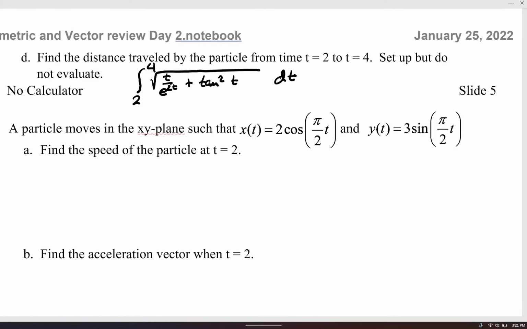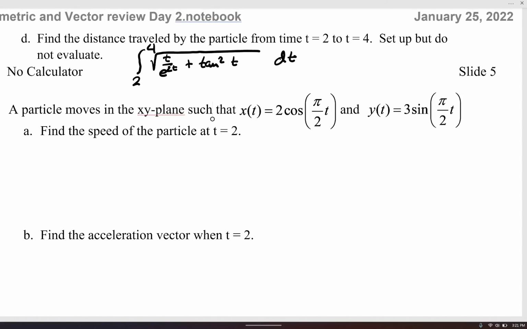A particle moves in the xy plane such that x of t and y of t are those. Find the speed of the particle when t is equal to 2. So the speed is the magnitude of the velocity vector. So that's square root of, we need the derivative. x prime of t is equal to 2 times pi over 2, which is pi. And then we got negative sine of pi over 2 t.